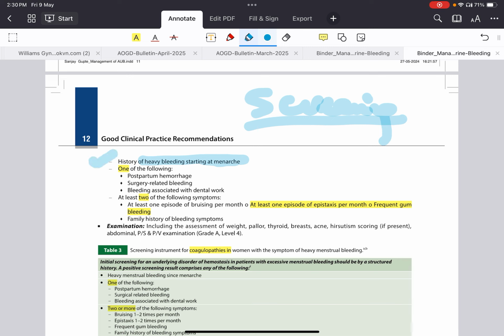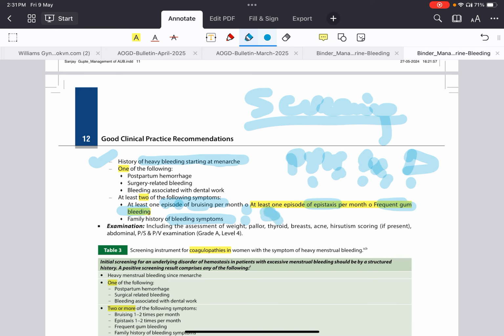The second point is any of the three: if she had PPH, bleeding after any surgery, or bleeding after any dental work. In this life she might have had dental work at least, so any one of these is positive. Then bruising per month, epistaxis per month or frequent gum bleeding per month, and family history of bleeding symptoms. At least two, like bruising and family history, should be present.